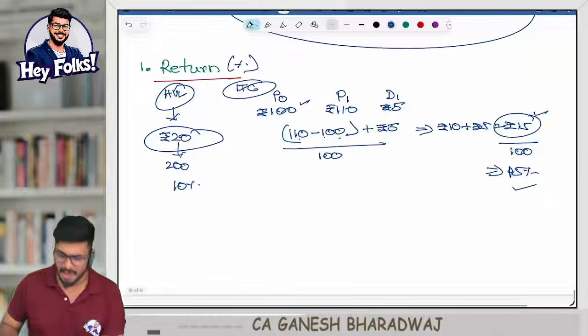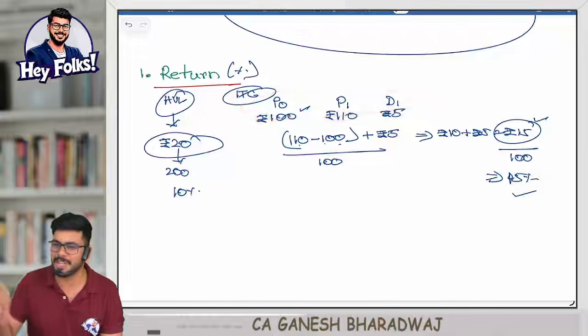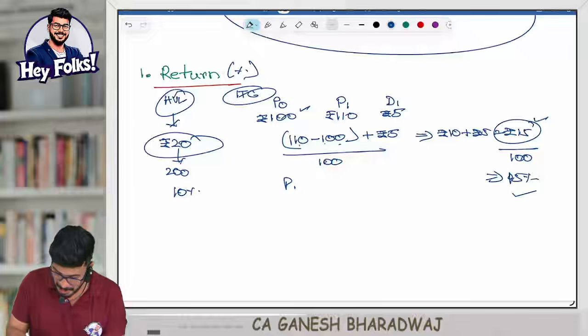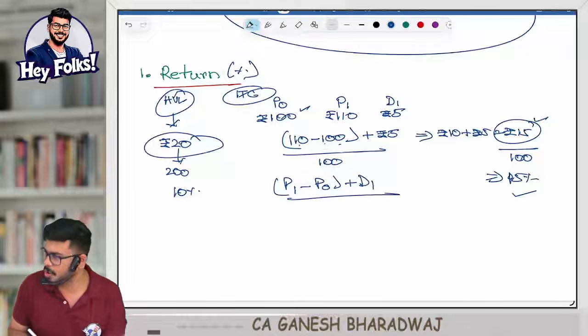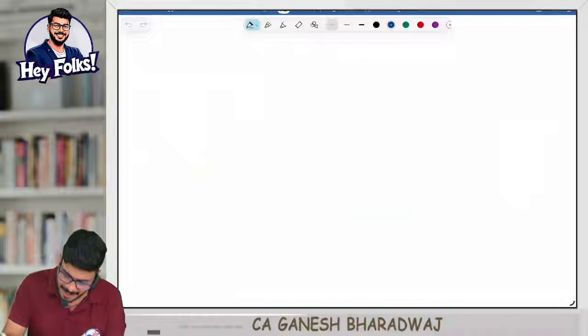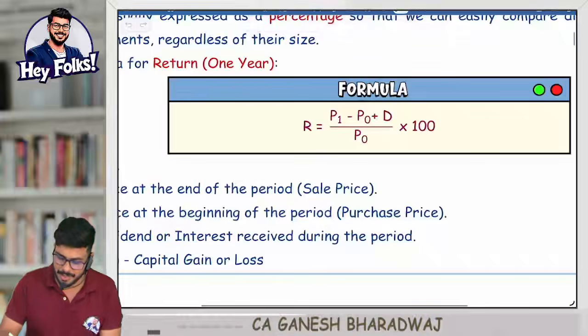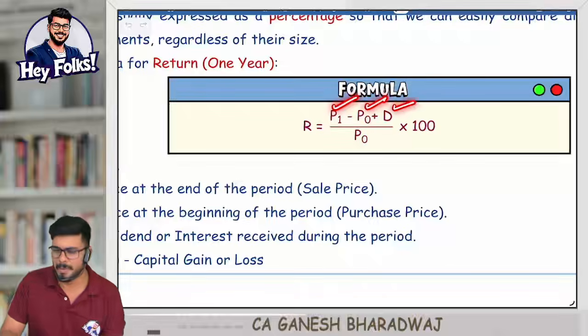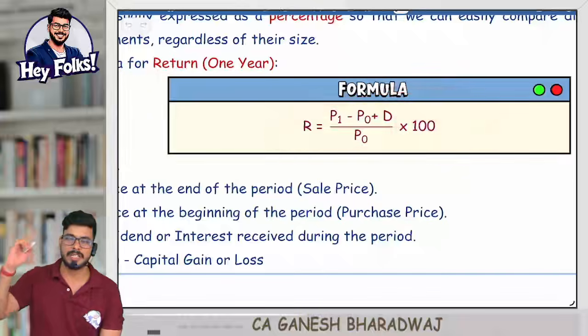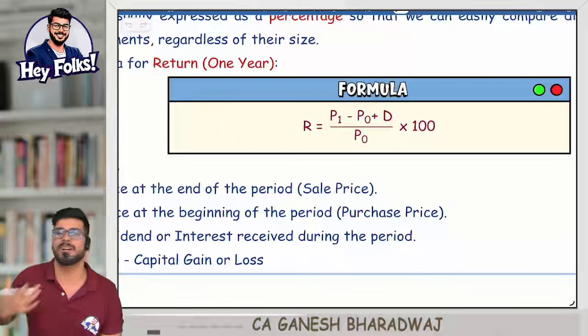Hence, now you guys tell me what is the formula for return? If you have to put it in this language of P0, P1, D1, you guys tell me what is the formula? P1 minus P0 plus D1, the whole divided by P0, and this is the formula for return. Guys, that's exactly what is mentioned in our concept book also, right? If you look at it here, return is equal to P1 minus P0 plus D or D1, whatever it is, divided by P0 into 100. Always remember, return is expressed as a percentage. Why? If you take it as an absolute sense, it is not comparable. Are you all able to understand?